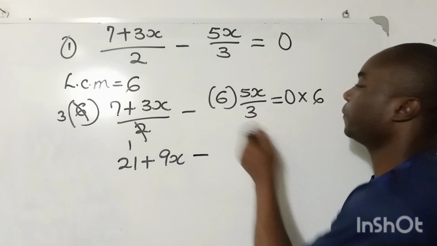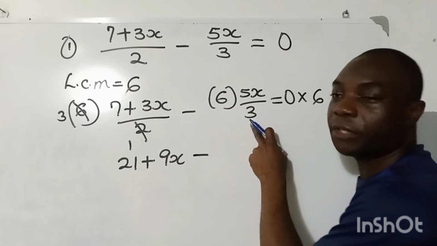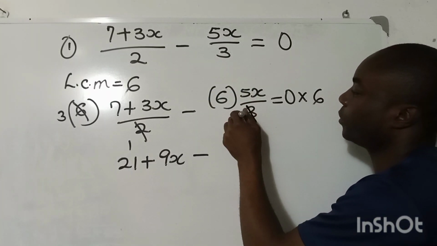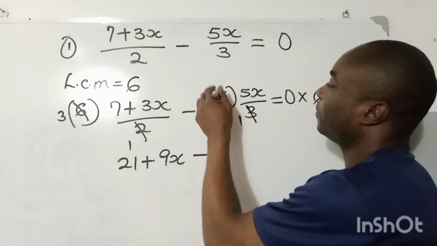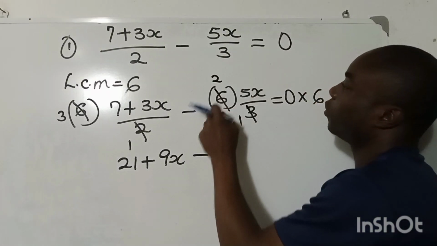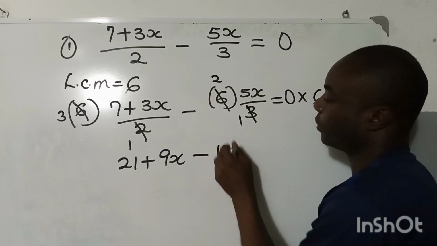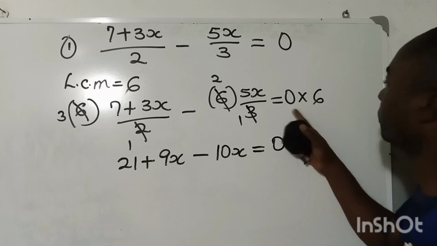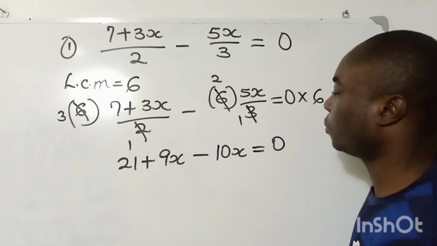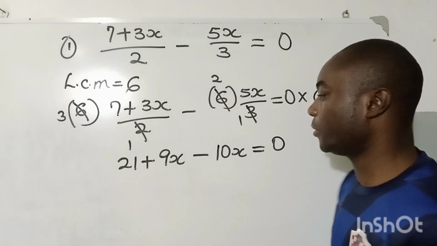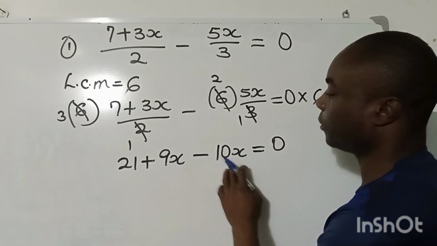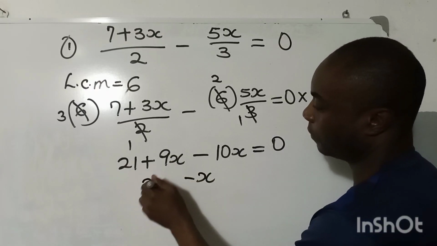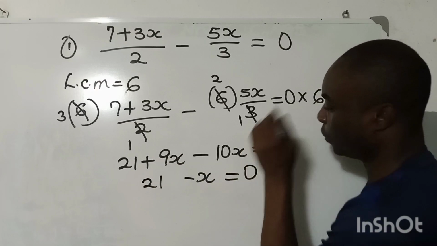All right. Then we reduce this as well because we have a denominator 3 here and we have a 6 up here multiplying this. So we can now say 3 goes into itself once, and 6 divided by 3 is 2. So we're left with 2 times 5x, and that will give us 10x, and that's equal to 0 because 0 times any number is 0. And the next thing to do is to begin to collect like terms and see what we can achieve. So 9x minus 10x will give us minus x. And don't forget we have 21 here, and that's equal to 0.